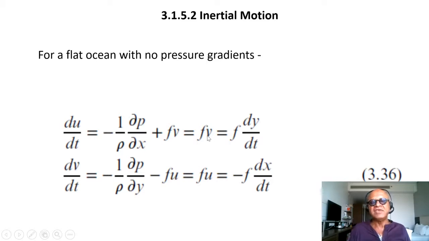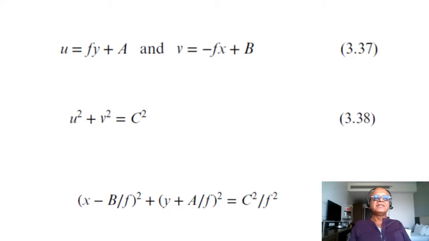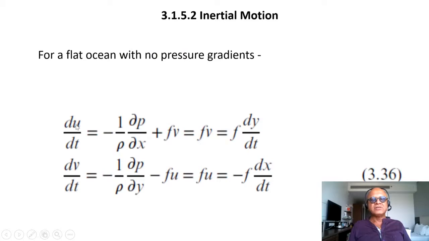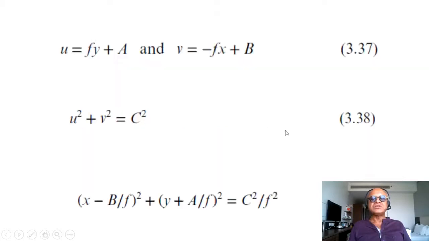So in that case, v is just dy/dt, the time rate of change in the latitudinal direction. dv/dt is minus 1 over rho dp/dy. dp/dy is going to go to 0, and minus f times u. That's a minus missing there, another typo. So that's going to be minus f times dx/dt, the longitudinal change in time. Very simple system. Then in this case you can write u as a function of y plus some constant, and v as a function of x plus a constant.